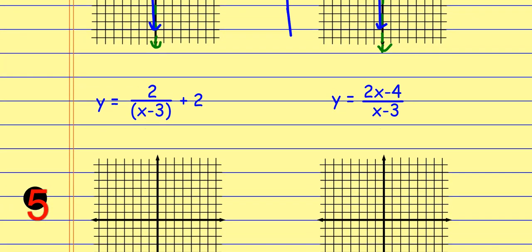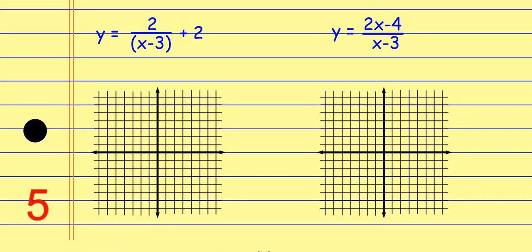This guy, same kind of thing. If we look at this one, this first one is kind of in that format 1 over x, but it's been modified. This guy right here tells me to move this thing up 2, just like the last one. So that's going to put my horizontal asymptote right here at y equals 2. But then right here, this minus 3 tells me to move the function to the right 3, which means instead of having my vertical asymptote at 0, it's going to go to the right 3, and it's going to be here instead.